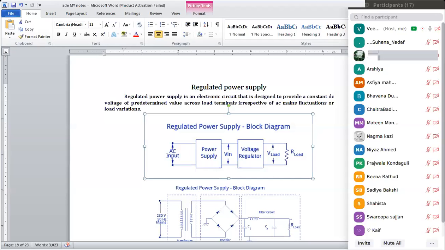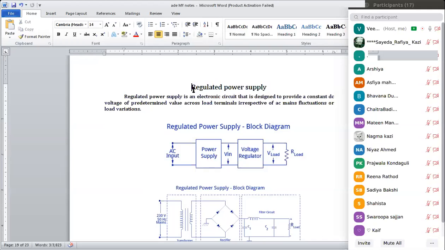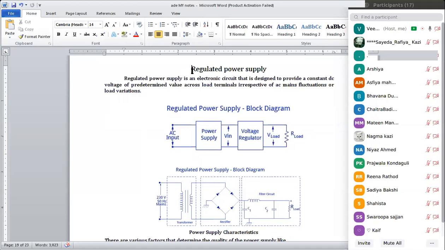Okay. Right. So today we'll have a new topic, regulated power supply. Actually, there are two types: one is unregulated and the other is regulated. Unregulated means the output voltage we are getting is always going to vary. It will not be constant. Whereas in regulated, we will get a constant DC voltage at the output side, that is a predetermined value.